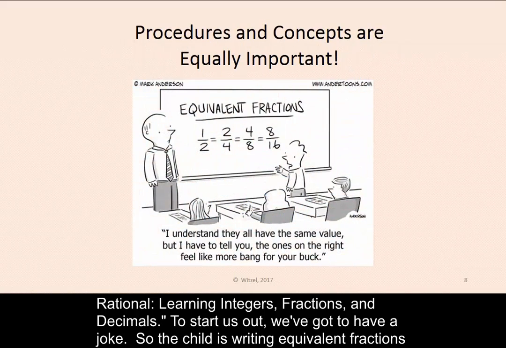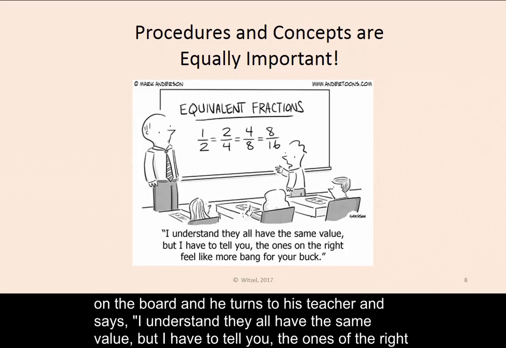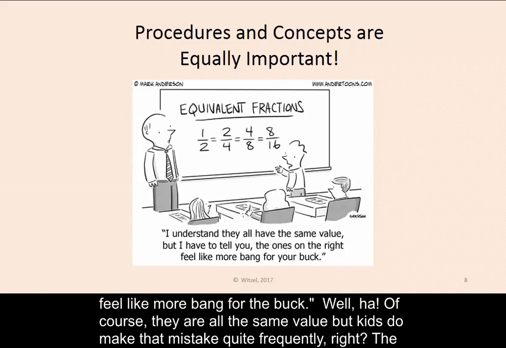To start us out, we've got to have a joke. So the child's writing the equivalent fractions on the board and he turns to his teacher and he says, "I understand they all have the same value, but I have to tell you, the ones on the right feel like more bang for the buck." Of course, they're all the same value, but kids do make that mistake quite frequently, right?